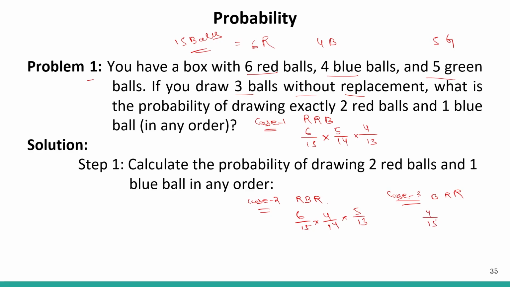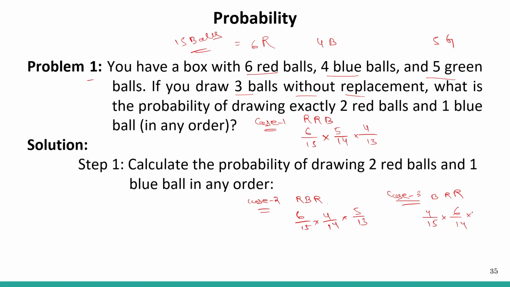4 by 15, because 4 blue balls are there and the total number of balls is 15 in the box, because nothing has been picked up yet. The first ball being picked is a blue ball. Then what will be the probability that a red ball is chosen after this has happened? It will be 6 by 14, because there are 6 red balls, since only a blue ball has been picked, and the total number of balls remaining is 14, because a blue one is already picked.